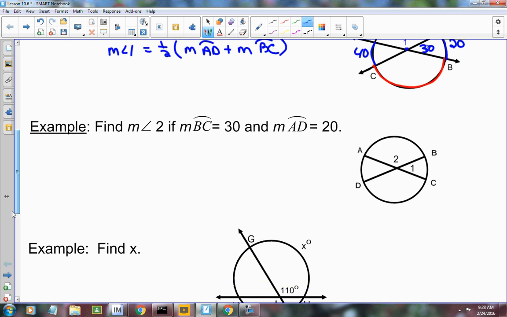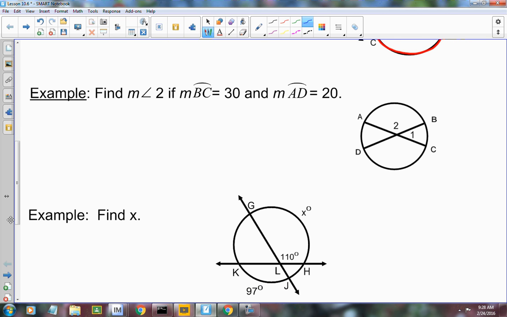All right, so let's do an example here. It wants us to find the measure of angle 2 if the measure of arc BC is 30 and the measure of arc AD is 20. Okay, so what might we find first here? Angle 1. To find the measure of angle 1, it is half the sum of its arc and the arc of its vertical angle. What's its arc? 30, and the arc of its vertical angle is 20. Okay, so you add those together and then you take half. So half of 50 makes the measure of angle 1 25.